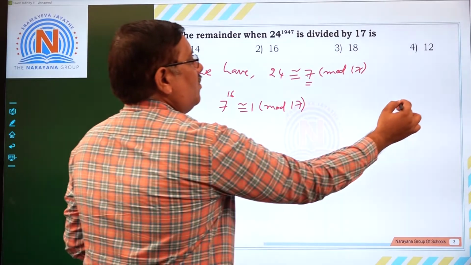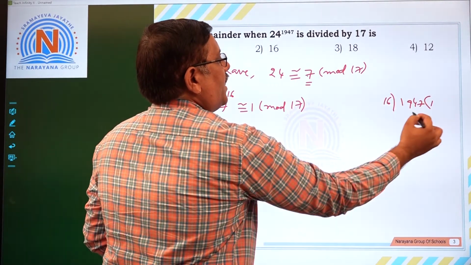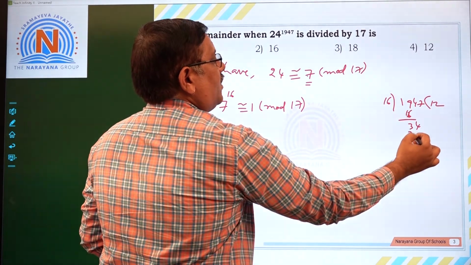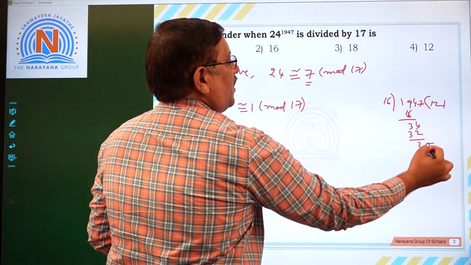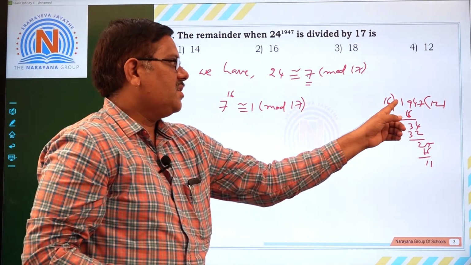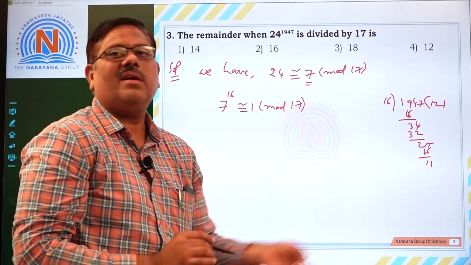For that, what to do? Let us divide 1947 by 16. We get 16 times 121 is 1936, and the remainder is 11. So if 1947 is divided by 16, the quotient is 121 and the remainder is 11.